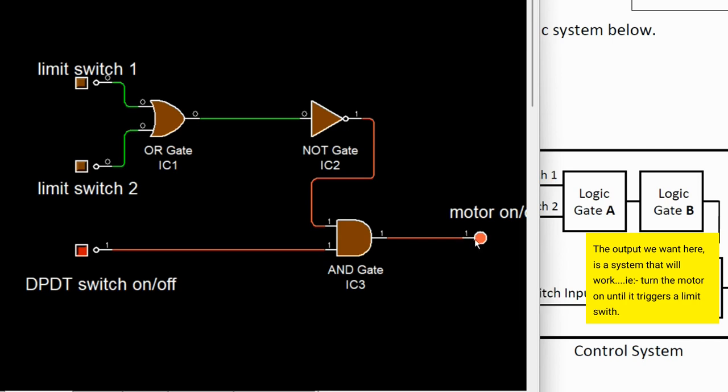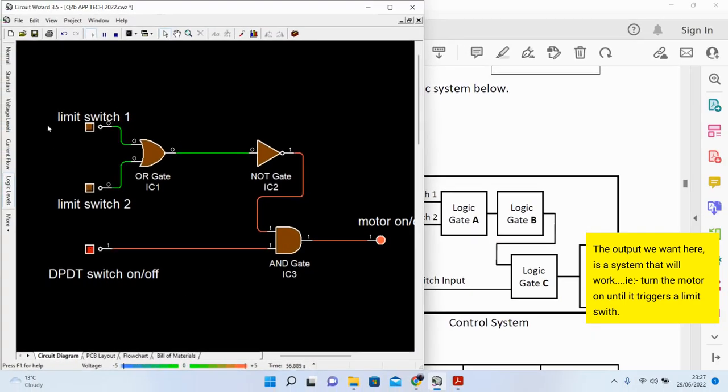Now when our motor is on, it's moving. And when it moves, it's going to flick off a limit switch when it gets to the end of the rail. And now the motor goes off, you see? So let's do it again. When it hits another limit switch, the motor goes off. So this is a good logic system here. This is the solution that we're looking for. OR gate for gate A, an AND gate for gate C, and gate B is our NOT gate here.